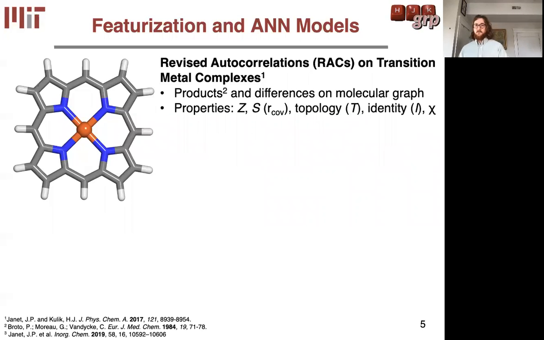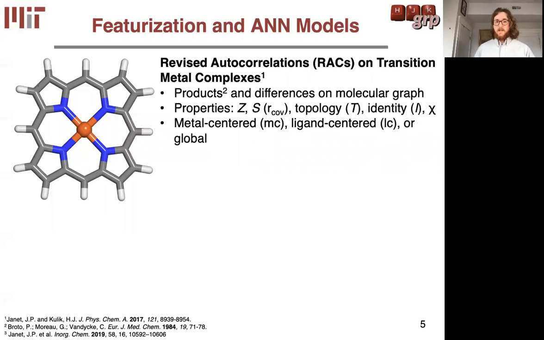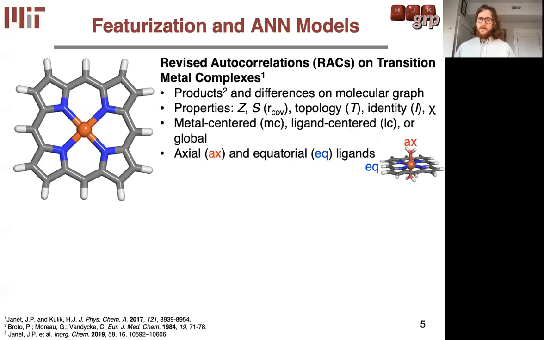So how are we going to represent these models and train artificial neural networks on these? We're going to leverage featurizations that have been developed in the Coolert group over the years, called revised autocorrelations, which represent the products and differences on the molecular graph of chemically intuitive properties such as the nuclear charge, the covalent radii, the topology, the identity, and the Pauling electronegativity. So this would be graph-derived featurizations. We can take these at multiple different scopes. So we can look at the metal-centered or the ligand-centered or the global properties. And for this work, we're particularly interested in axial versus equatorial, where we see there can be differences in bonding and bond lengths in the axial and equatorial planes.